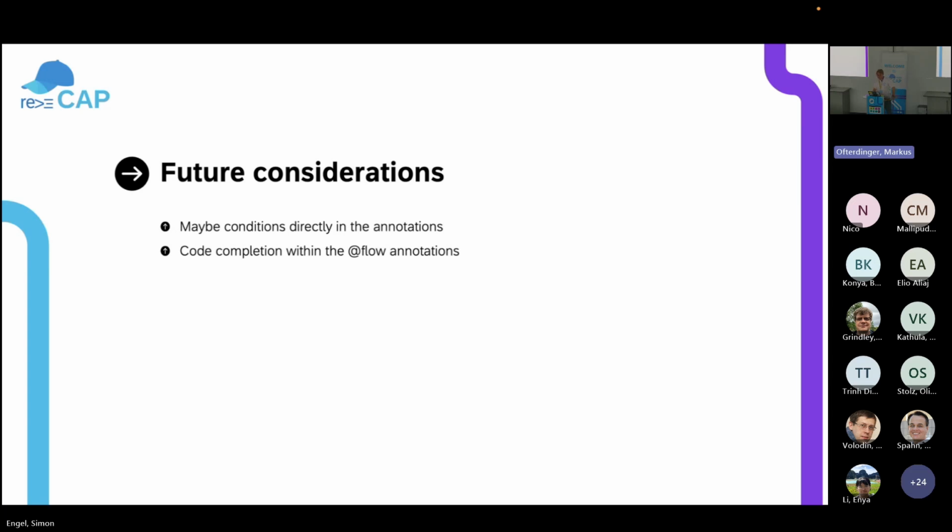Then it would be nice to have some code completion within the flow annotations, especially after my mistake earlier. It would be nice to have it on the annotations, but also on the status fields that you have, because currently they are not checked. It would be really nice to have some compile time checks there.